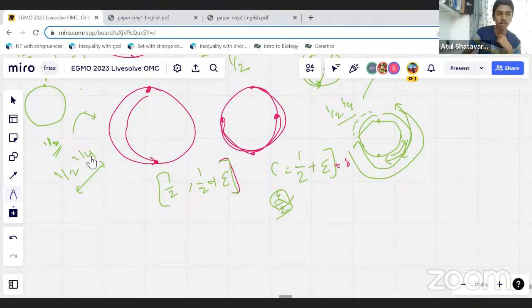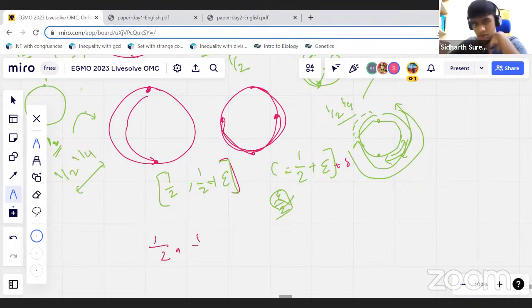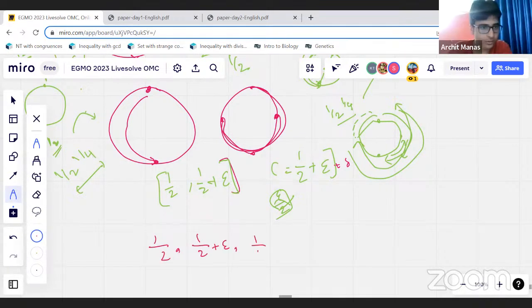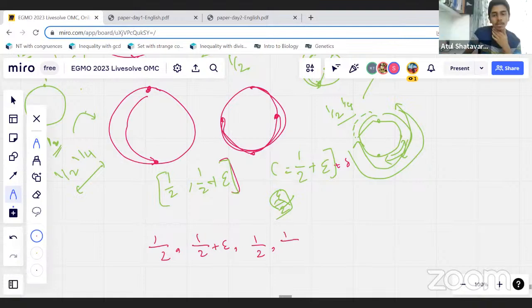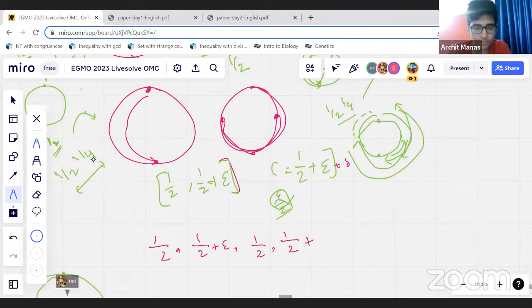Half and then half plus epsilon. Then half again, then half plus epsilon. I think that is easily avoidable. I don't think that does anything. Oh wait, you're right. You just need to go to the antipode, and then you give half plus epsilon.